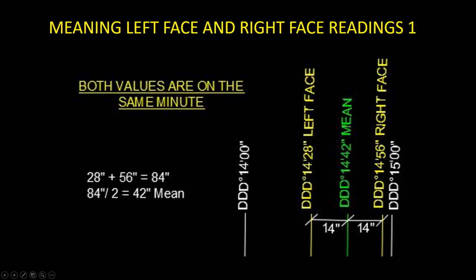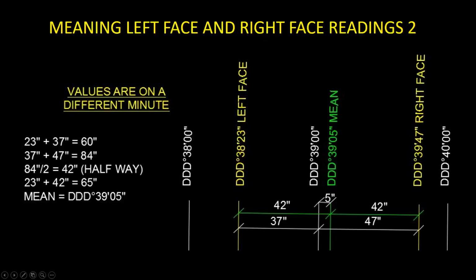But if only it was that simple. In some cases, they are not on the same minute. So here you've got some degrees, 38 minutes, 23 seconds, which is just before 39. And then you've got some degrees, 39:47, which is after 39. Okay, so we want to take the mean or find out where halfway is. So 23 plus 37 will take us up to 39.